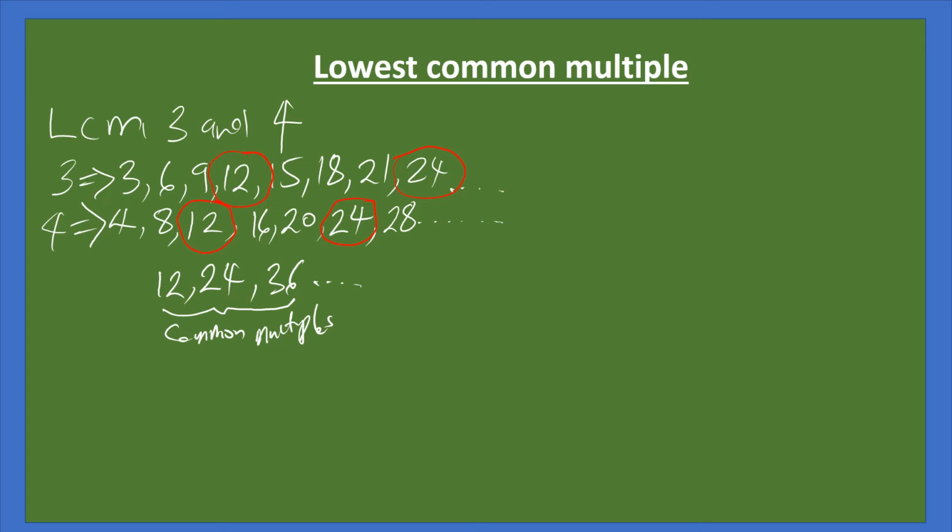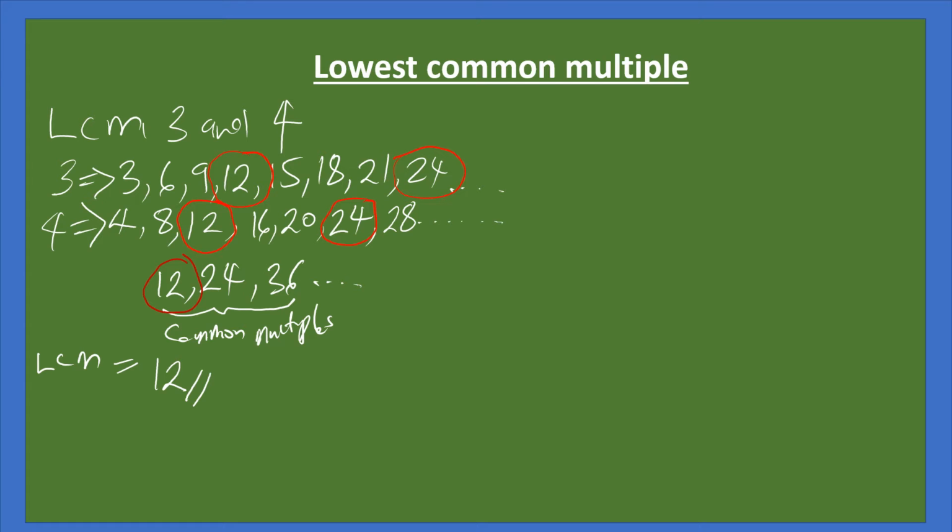So in this case, the LCM of 3 and 4 is going to be what? Which of these common multiples is the lowest amongst them? You will see that it is 12. So the LCM of 3 and 4 is equal to 12, because they said the lowest common multiple. So the lowest common multiple amongst the common multiples is 12.